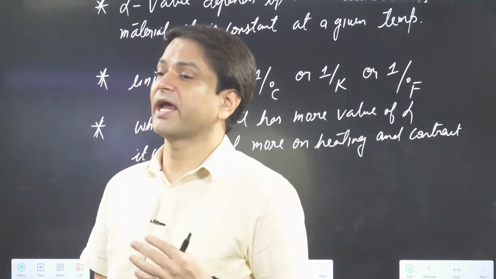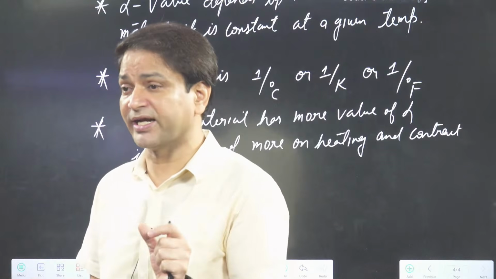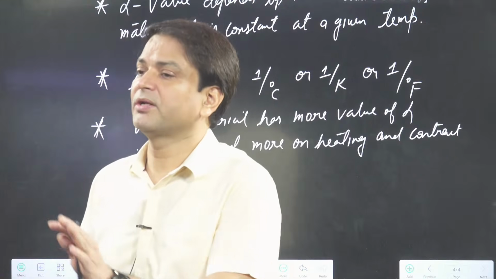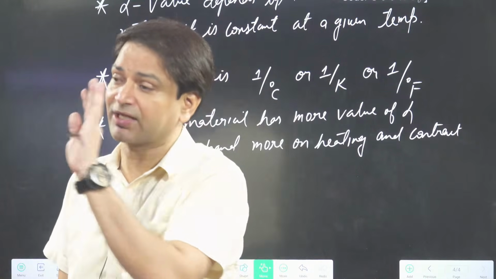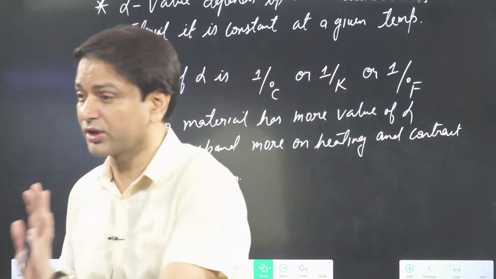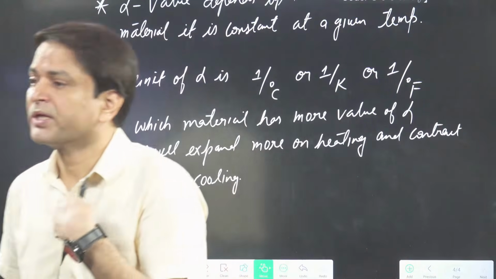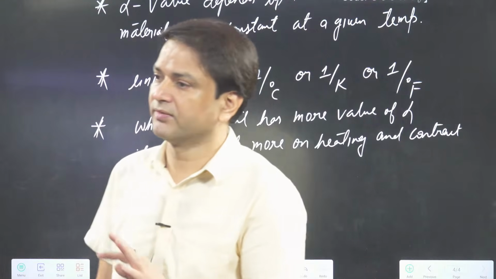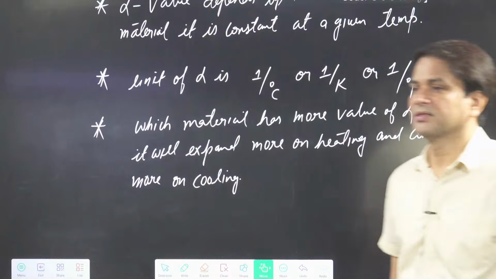If they say any material contracts on heating, it means delta L is negative and heating means delta theta is positive. So how is it possible? Only when alpha is negative. Otherwise, we will never consider alpha negative. Only for a theoretical question, remember: if they say any material contracts on heating, its alpha value will be negative. Got it or not? Tell me fast.